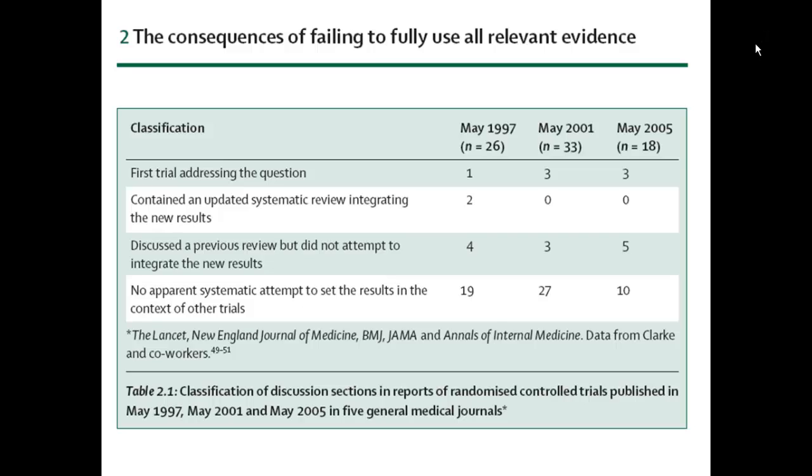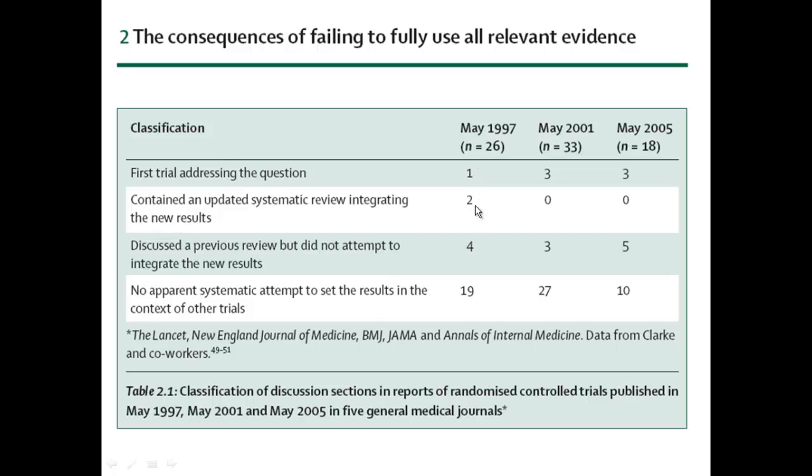In fact, he did this chart. I think he went through the Lancet, the New England Journal of Medicine, BMJ, JAMA, and a couple of others, looking at the classification of discussion sections in reports of randomized controlled trials published in 1997, 2001, and 2005. So here we have May 1997. This is all for primary studies. The primary study that's being published, if it's the first study addressing the question, we'll give them a pass. They have no way of talking about prior studies.